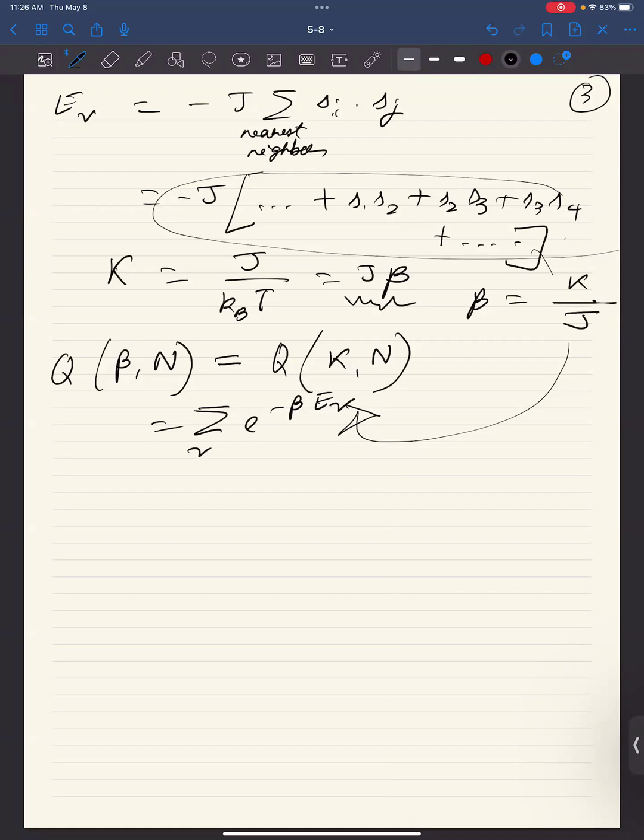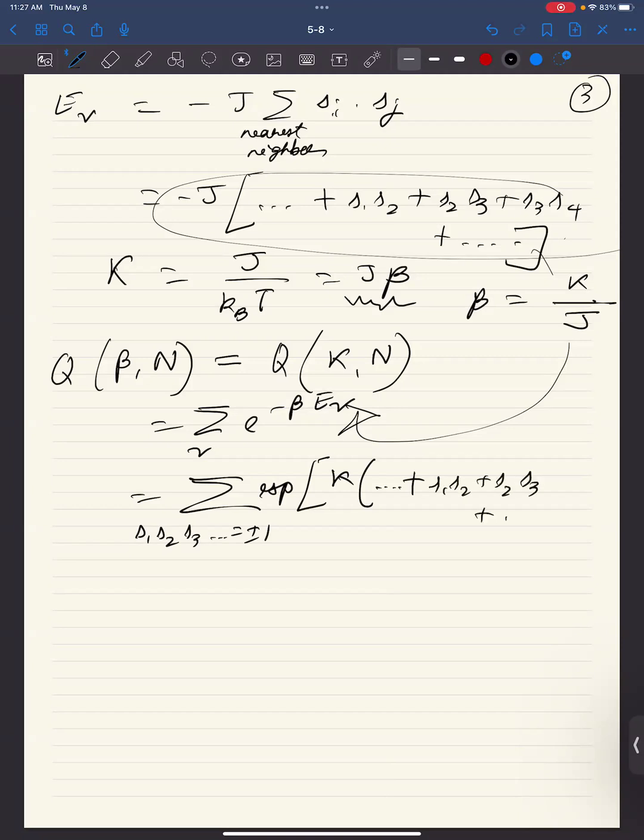So now Q of K comma n is this, minus beta E nu. When you multiply E nu with minus beta, you get beta J, and beta J is K, right? So this becomes summation over nu. What is nu? Nu means looking at S1, S2, S3, plus minus 1 value for all of them. Exp of K times S1 S2 plus S2 S3 plus dot dot dot, something like this.